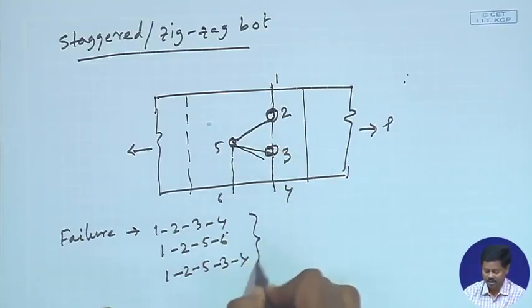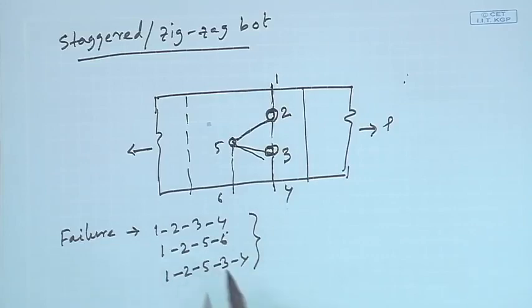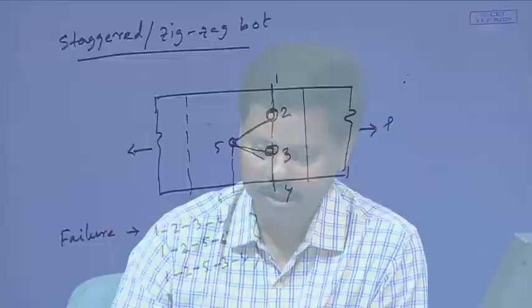So, 3 alternatives are there through which the failure may occur. So, what we need to know? We need to find out the net area along these 3 alternative routes, and the least one will be the most critical one. So, the failure will happen first on that line. So, that is why we have to calculate.